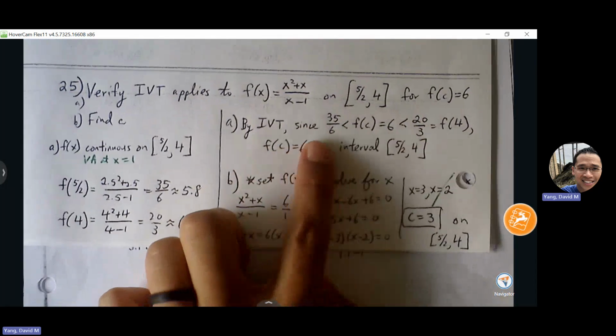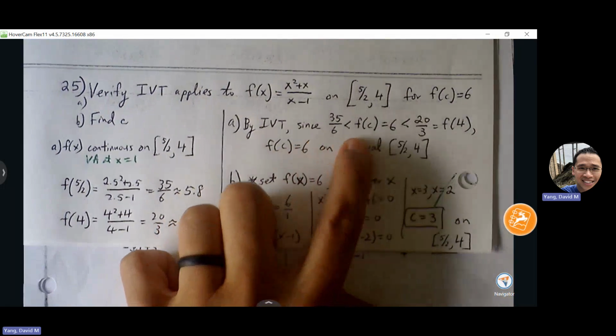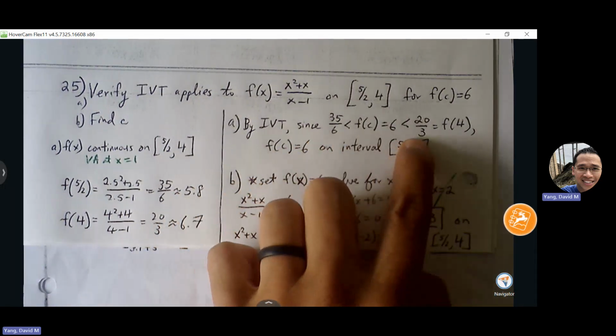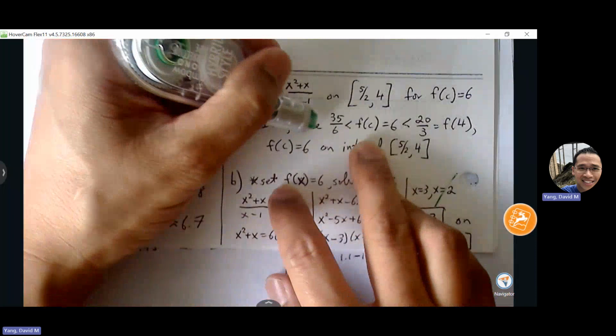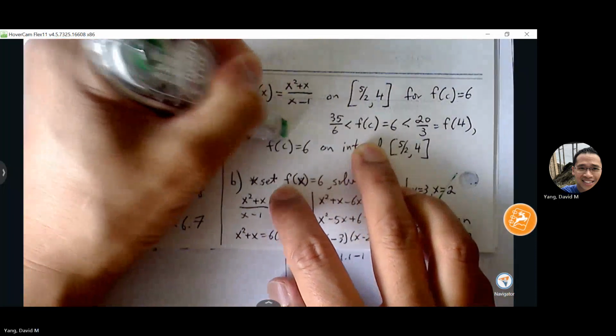We can say by IVT, since 35/6 is less than 6, which is less than 20/3. Sorry, I forgot to put this here. I need to specify the location of that 35/6.